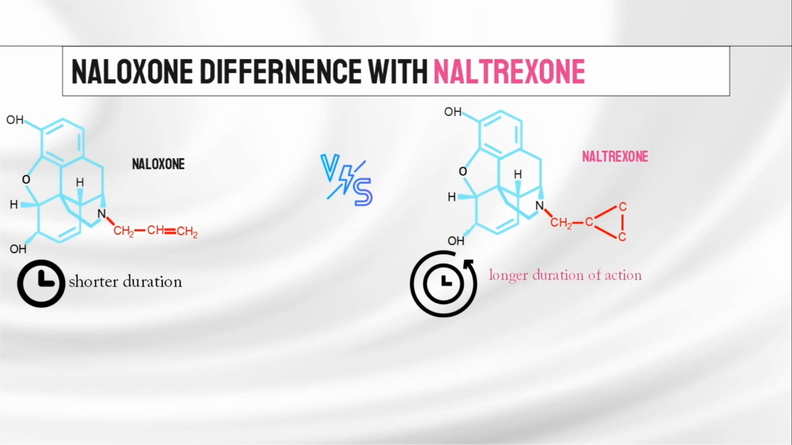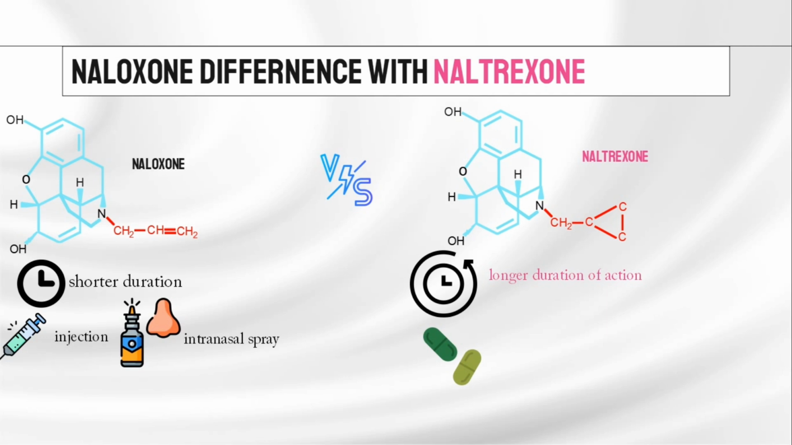Naltrexone has a longer duration of action, with effects lasting 24 to 72 hours or longer. This extended duration makes it suitable for daily or monthly dosing in addiction treatment. Formulations. Naloxone is available as an injection and intranasal spray for emergency use in reversing opioid overdose. Naltrexone is available in oral tablets and extended-release intramuscular injections, Vivitrol, for long-term management of opioid and alcohol dependence.